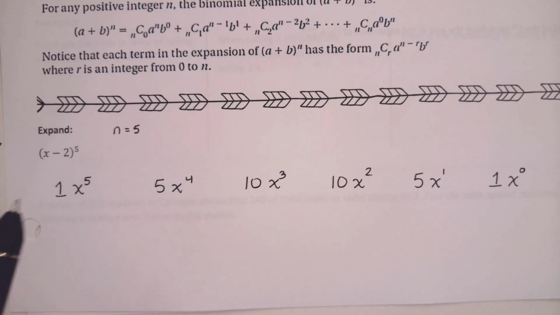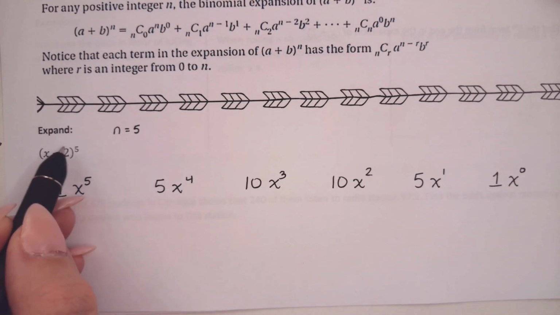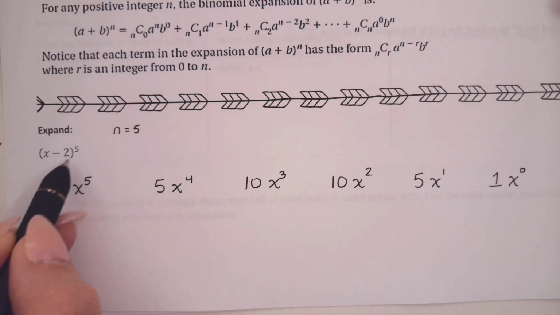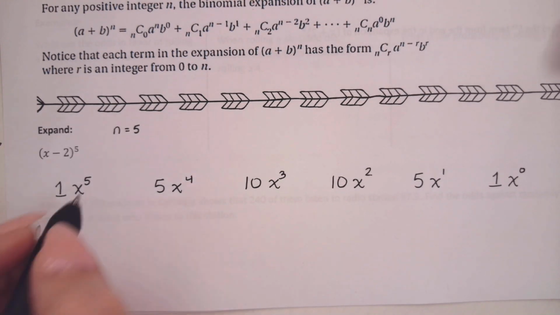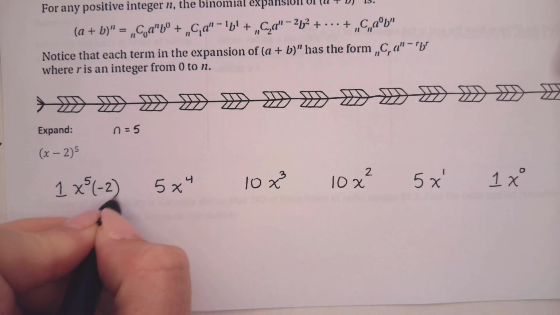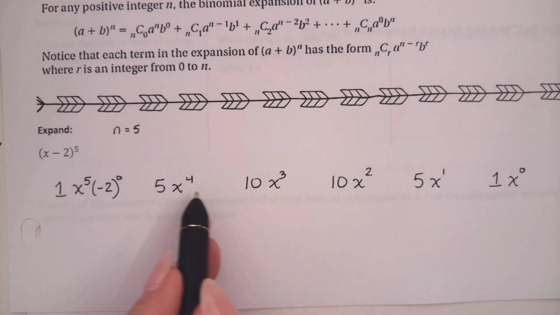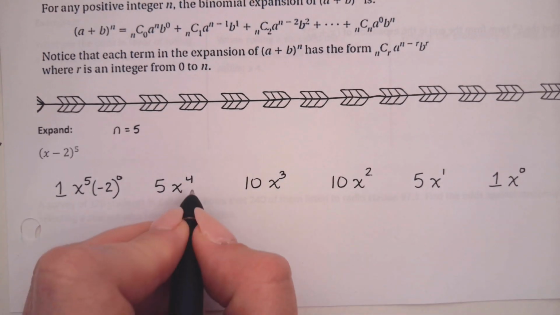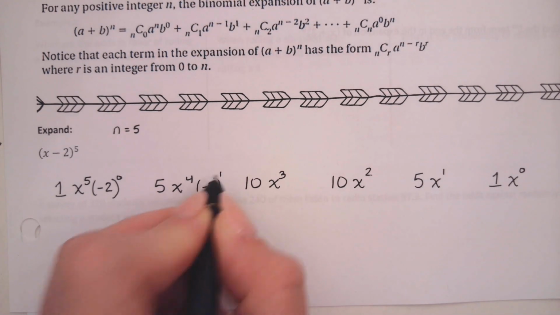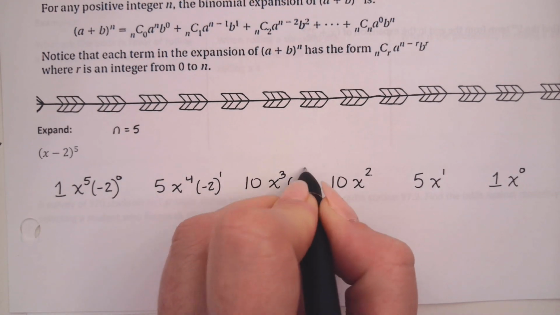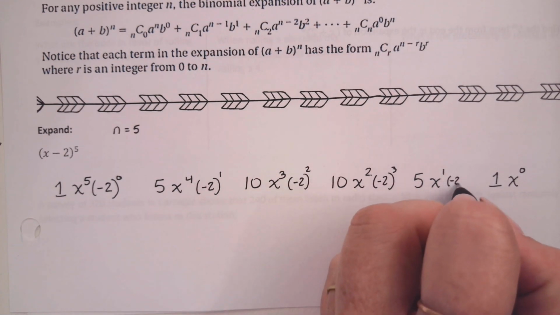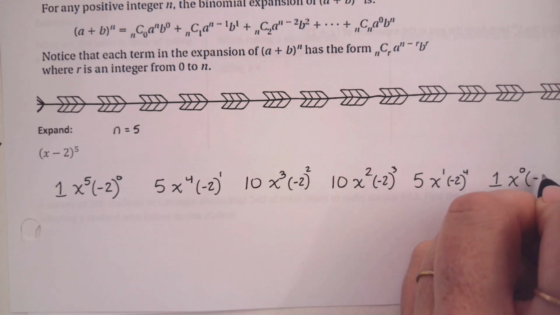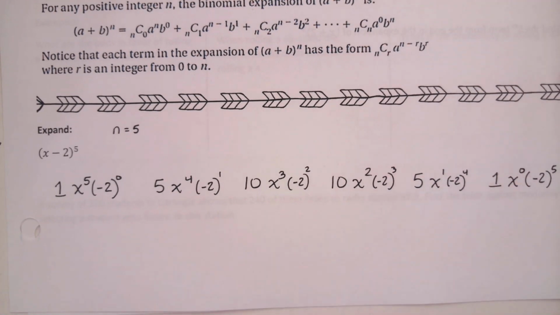And then the second term is actually a negative 2, it's not just a 2. We start that with the lowest exponent possible. What exponent would that be? 0. Good memory. So the negative 2 starts with a power of 0, and then that one starts working its way up as we do the expansion. So we'll have negative 2 to the 1st power, negative 2 squared, negative 2 to the 3rd, negative 2 to the 4th, and negative 2 to the 5th.